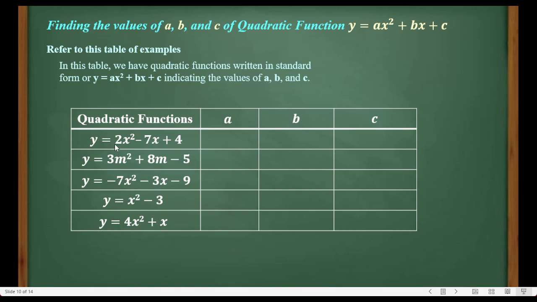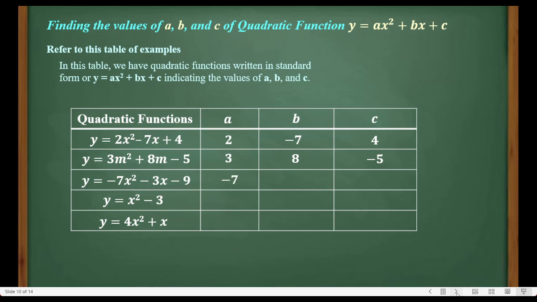So we go back to the first equation. We can easily identify the a, b, and c values, and these are what? 2, -7, and 4. In the second quadratic function, although the symbol used as a variable is small letter m, we could still identify the a, b, and c values because number 2 equation is also in standard form, and these are 3 for a, 8 for b, and for c we have -5. Same thing with the third equation.